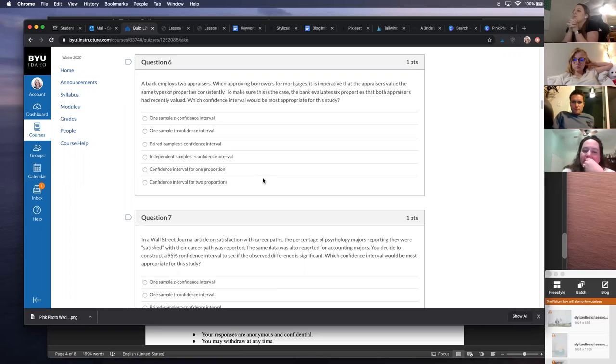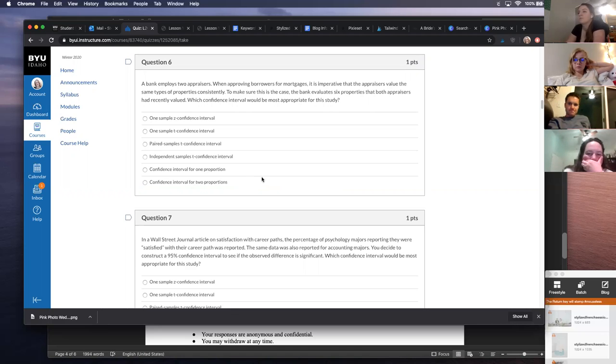So for this one, mm-hmm. I mean, this is one that I actually got wrong. So I'm trying to think through it again. I mean, it's quantitative. And because you're seeing how they've valued the six properties, and it would be two. So I believe it would be a paired sample T confidence interval, because there's two appraisers and they're both appraising all six properties.